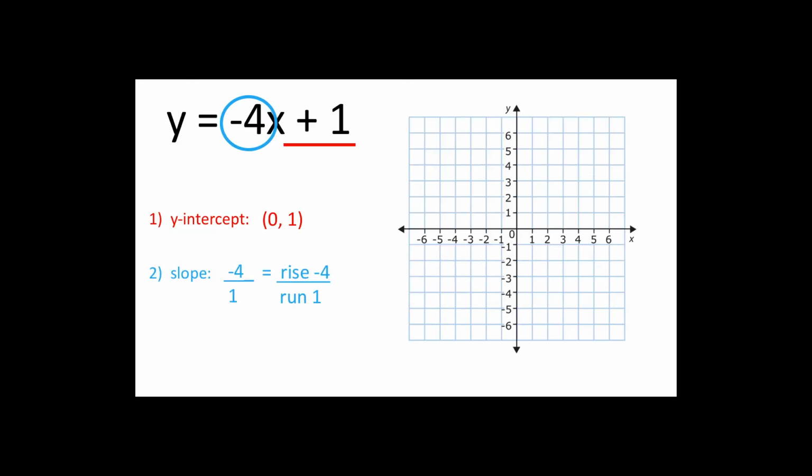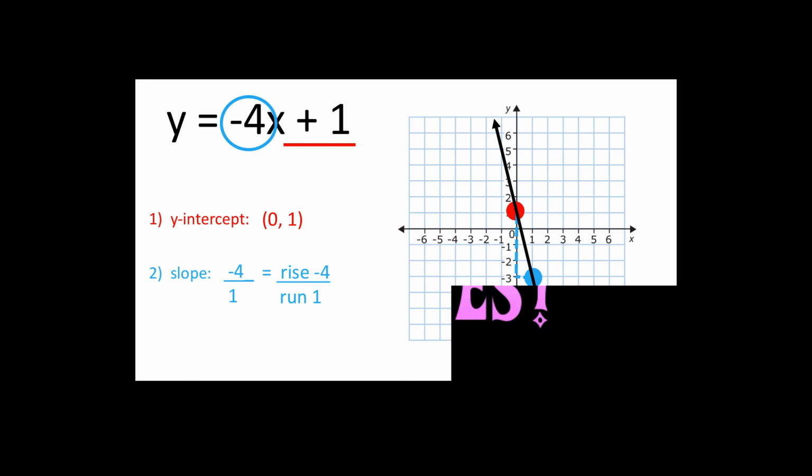For number 3, your graph should go through the point 0, 1, which is the y-intercept, and from there it should go down 4 because it is a -4 and right 1 in order to get to the next point.